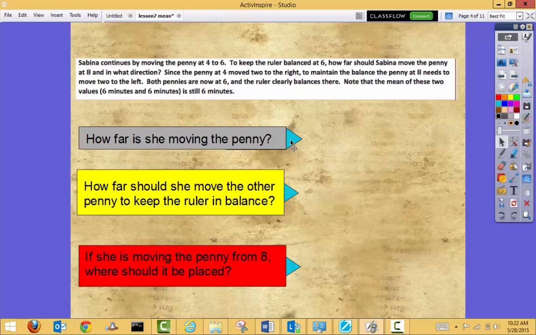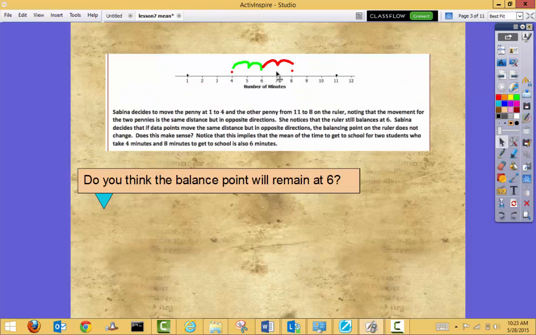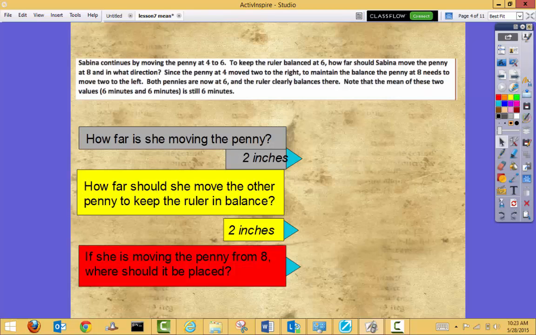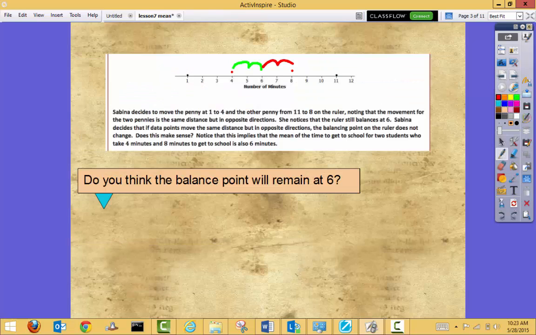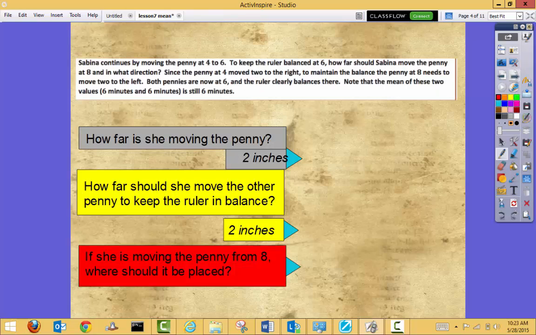So let's answer this one first. How far is she moving the pennies? Well, she's moving it 2 inches or 2 jumps since it's on a ruler. How far should she also move it? She should move the other penny 2 inches also because it has that 2 jumps. So the last thing is, if she is moving the penny from 8, where should it be placed? Well, let's look. We did 1, 2 jumps, and I end up on 6. So we should move it to 6. Don't forget to be filling out your notes as we go along.